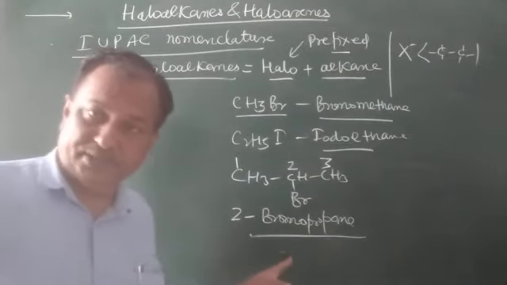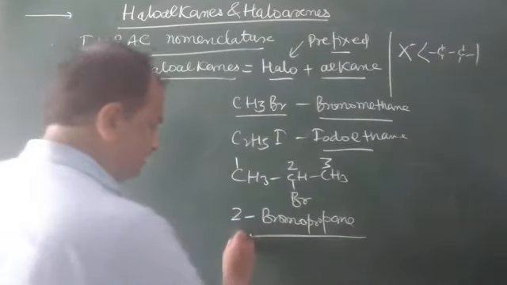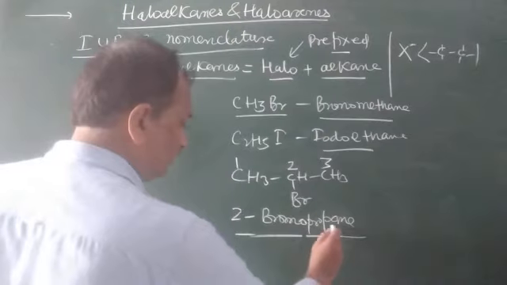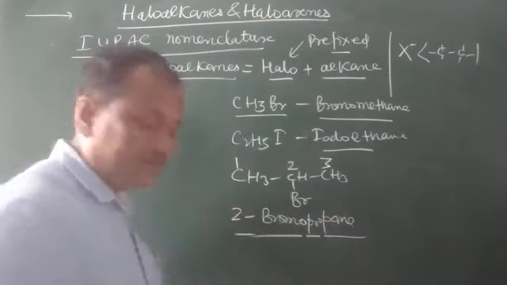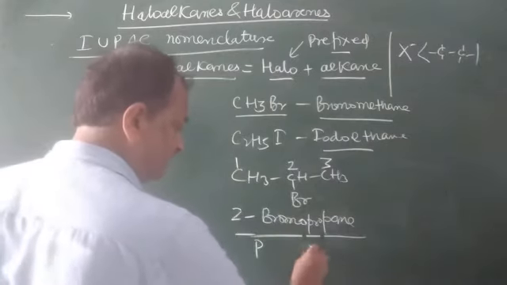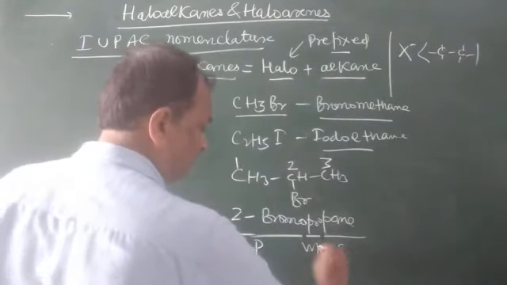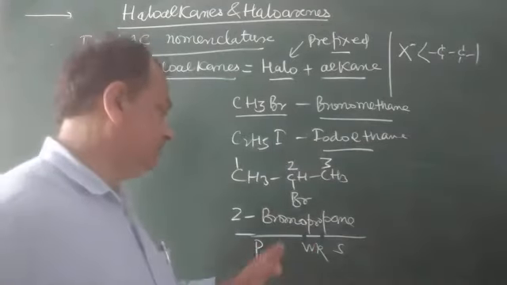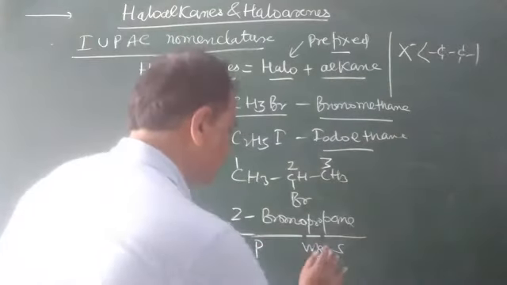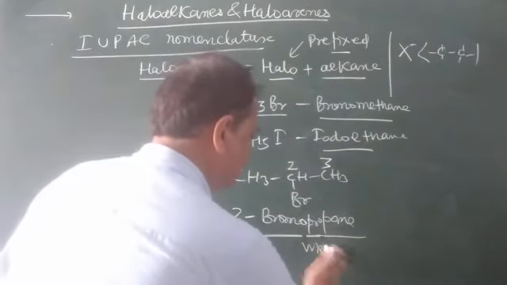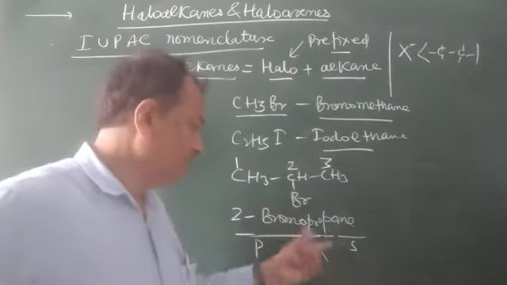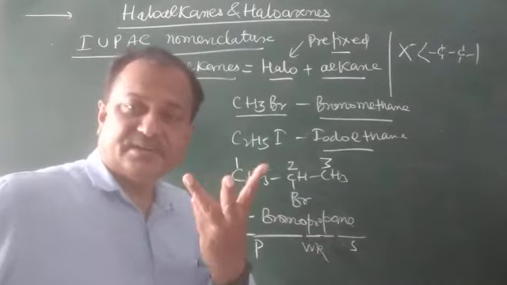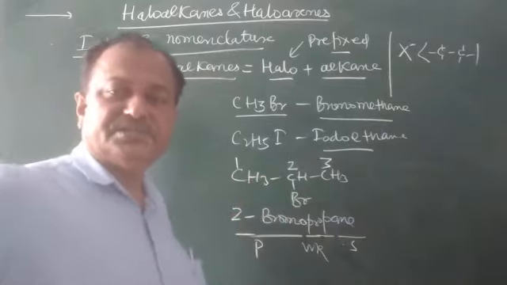So it will be 2-bromopropane. Again I am going to divide it: 2-bromo is the prefix, and the suffix is propane, where prop means 3 carbons.